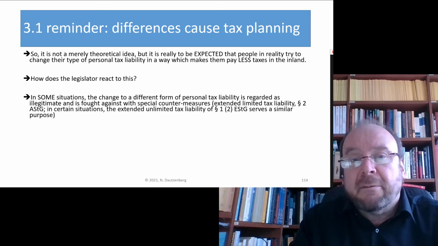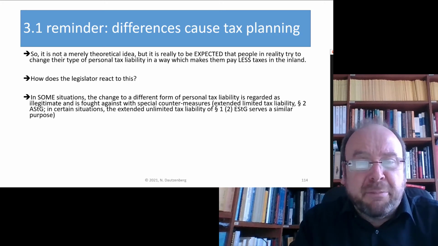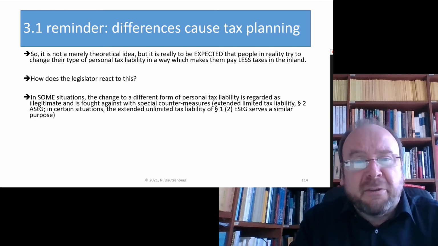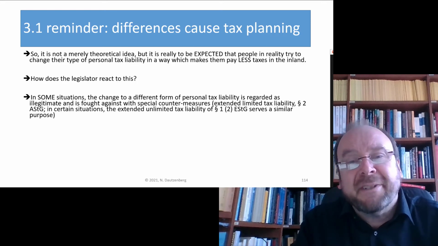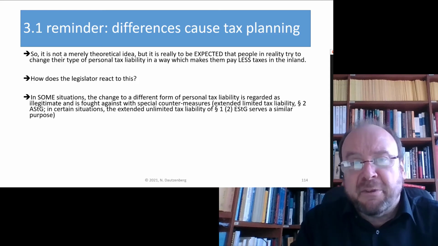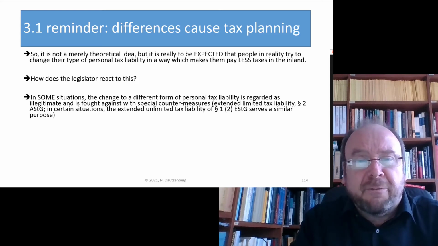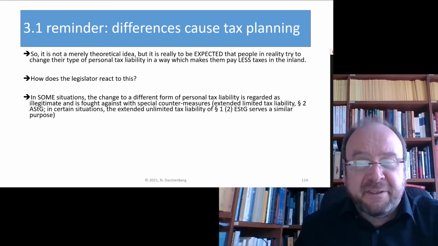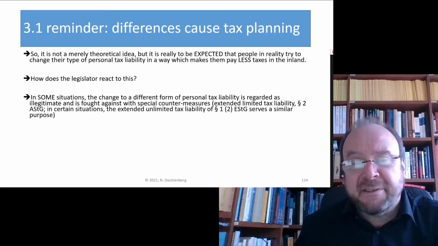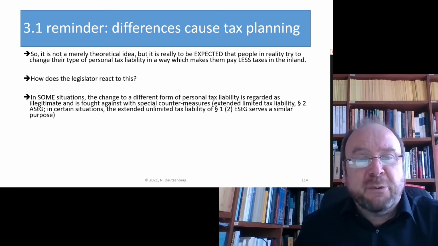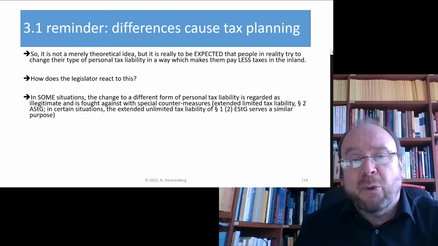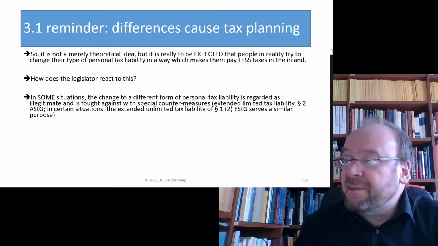So it doesn't seem to bother people that there are differences which are unfair, but it seems only to bother people that there are clever people who make use of that difference and then try to get the more advantageous treatment for themselves. So for these cases, there has been created a special extended limited tax liability, paragraph 2 ASTG, which is aiming at those people who lived in Germany and are suspected of having left the country only in order to improve their tax status.